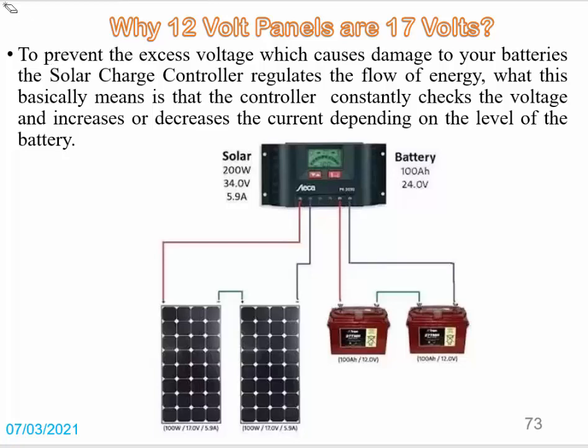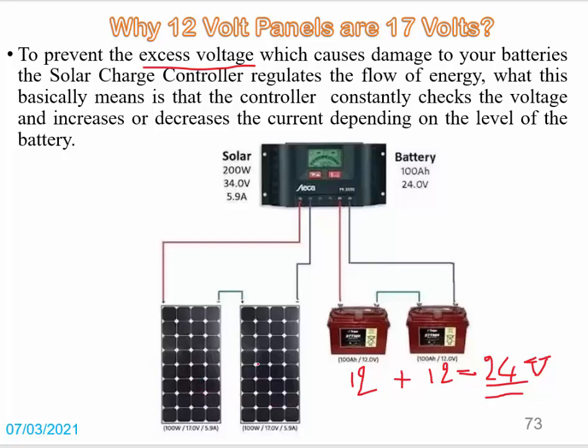To prevent the excess voltage, so what is the meaning of excess voltage? For example, in these series batteries, we have these two batteries in series, each battery is 12 volt. When we connect batteries in series, the total will be added, so the total of these two batteries is 24 volt. This system produces 24 volts, and these batteries need about 24 volt to be recharged.